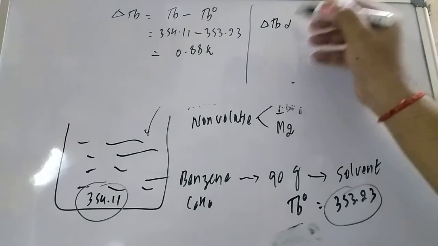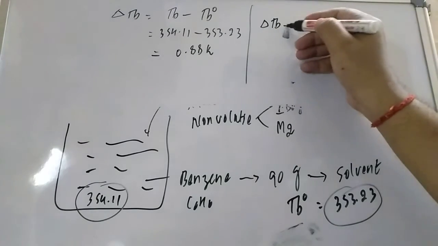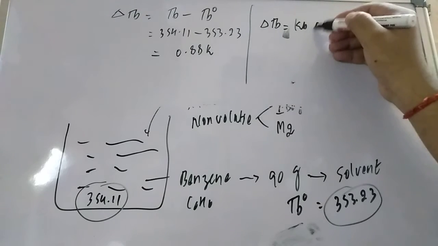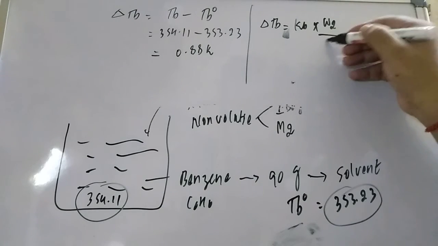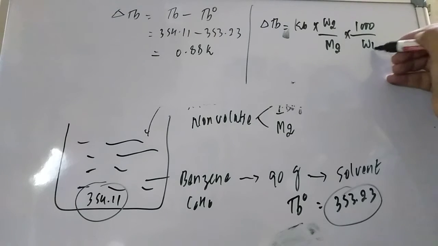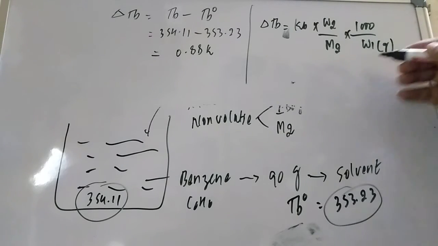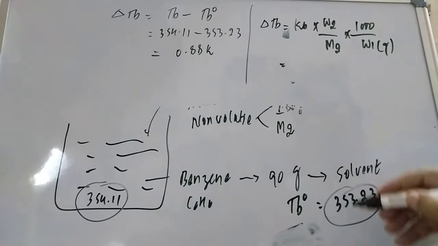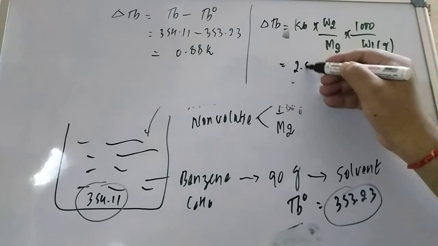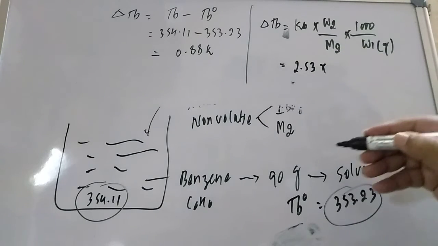Now that is the formula, student. Delta TB is proportional to m. So delta TB, elevation in boiling point, how we wrote, student? KB into given mass upon molar mass into 1000 into W1 in gram. So here KB they have given, student. How much KB is given in the problem? KB for the benzene is given, student, that is 2.53. So 2.53, and W2 how much is there?